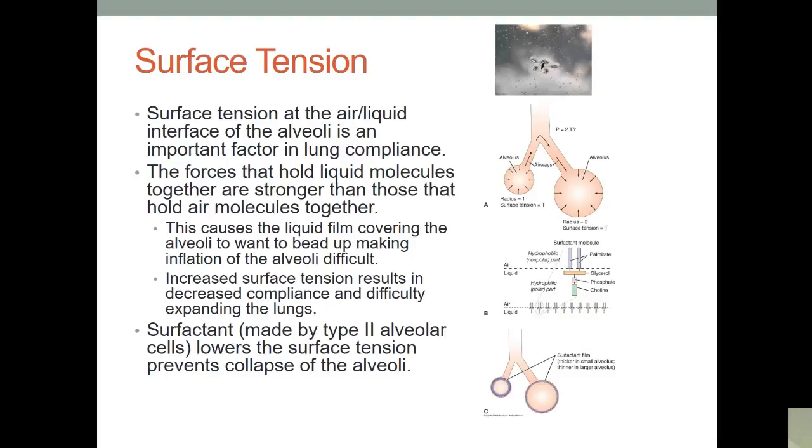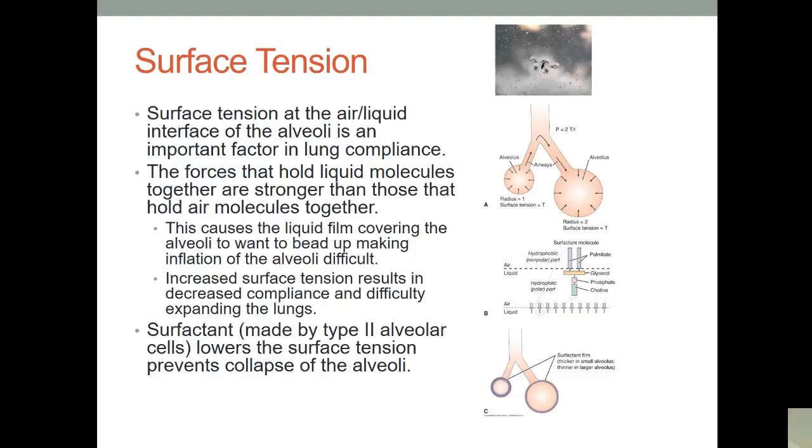The forces that hold those liquid molecules, those water molecules, together are stronger than those that hold air molecules together. So think if I were to drop a little water on the surface of my desk, it would bead up, because the attraction of water to water is stronger. If we think of this in terms of the lungs, there is a liquid film covering the alveoli, and this would tend to cause the water to bead up, and that's going to make inflation of the alveoli difficult. So this increased surface tension would result in decreased compliance and a much greater difficulty expanding the lungs.